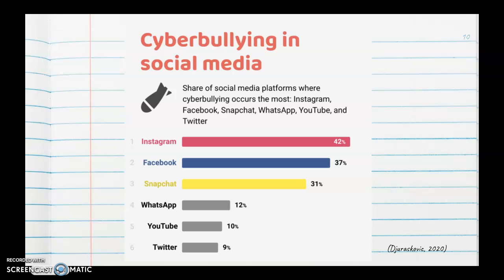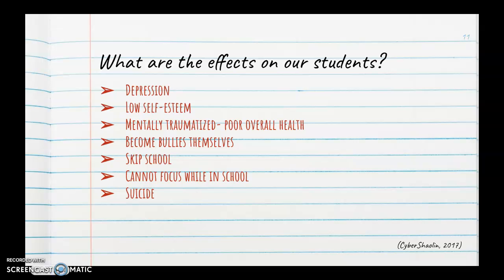Here is showing you the cyberbullying on social media. So we see Instagram, Facebook, Snapchat, WhatsApp, YouTube, and then Twitter is our lowest. But I think that's probably just due to Twitter not being as big of a network as it was 5 to 10 years ago. So what are the effects that we're going to see on our students who are affected by cyberbullying? We're going to see bouts of depression, low self-esteem. They're going to be mentally traumatized.